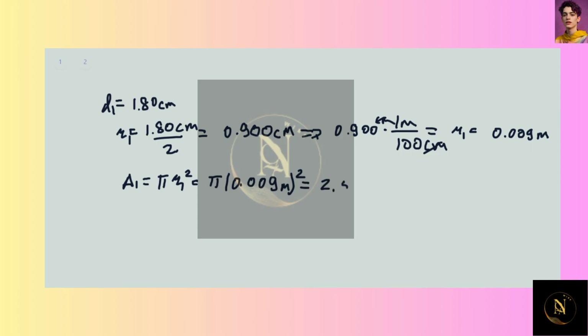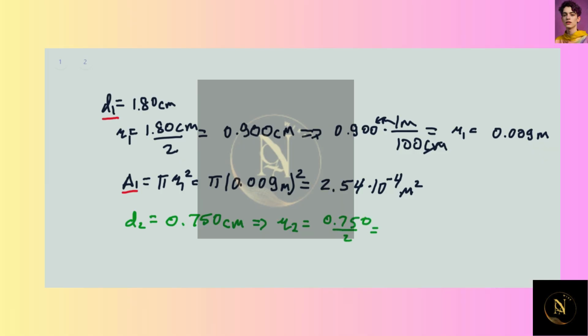That's going to be 2.54 times 10 to the negative 4th meters squared. And now let's do the same computation for the other diameter that we're given. Now, the constricted diameter, which we'll be calling D2 here, is 0.750 centimeters. Now, if we were to compute the radius, it'll just be 0.750 over 2. And then let's just do that.